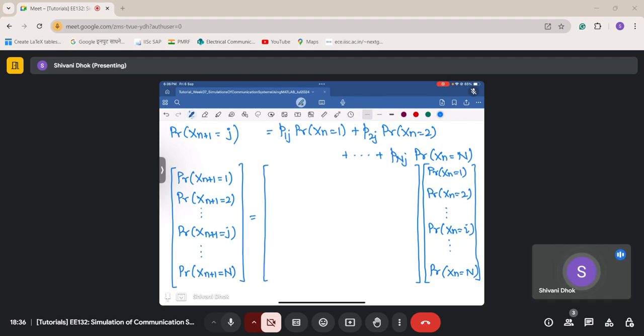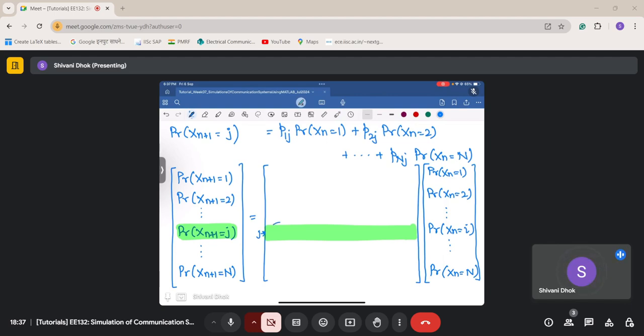Okay, so now let's focus on what we know. This part corresponds to this row multiplication here. You do matrix multiplication row into column like this. So let us focus on this jth row.